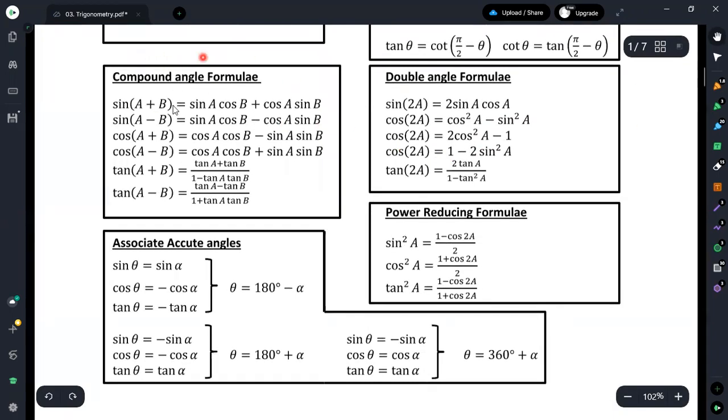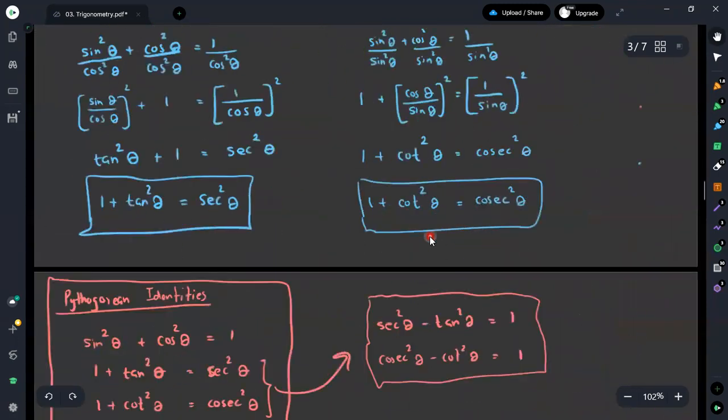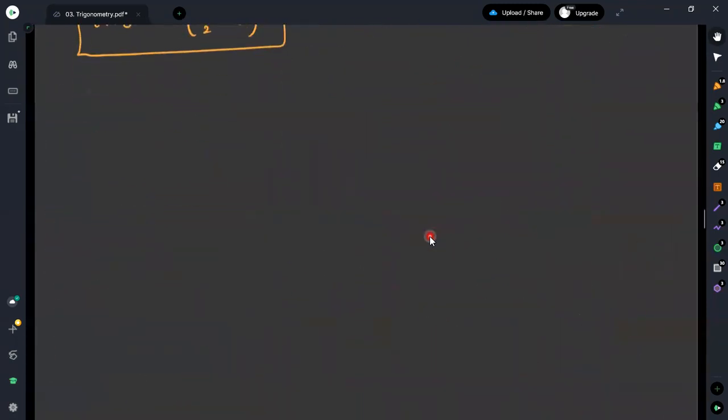In the compound angle formula, suppose you can write an angle as the addition of two other angles or the subtraction of two other angles. Then we can apply the compound angle formula in a situation like that. As an example, suppose you are using angles which are familiar to us, and you are asked to find the value of sine 75 degrees.